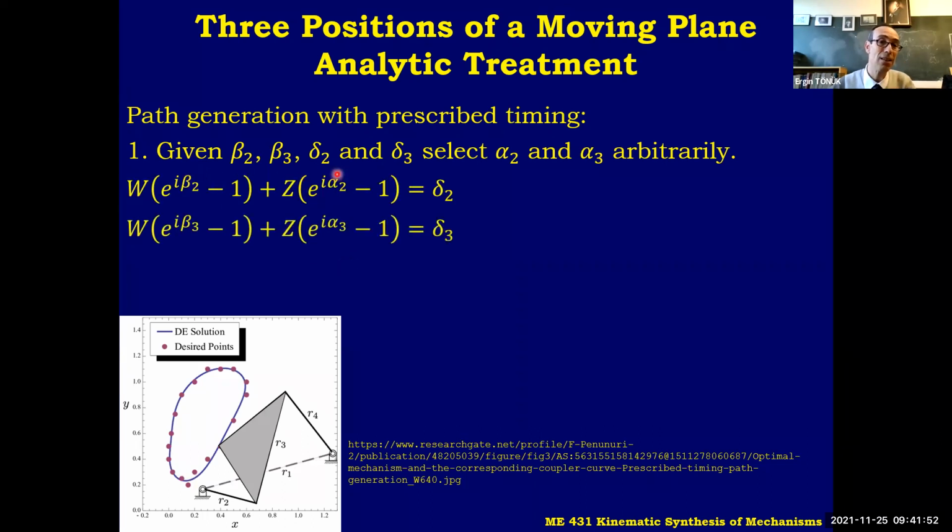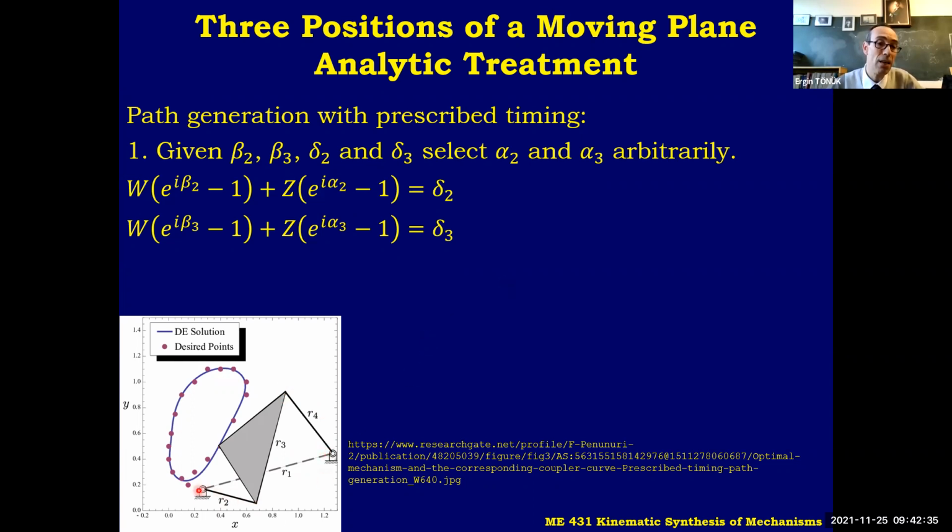Rather than alphas being known, this time betas are known or prescribed. What I'm going to do is I'm going to solve the same equations. I would need W and Z, and I can select unknown alphas arbitrarily. Each arbitrary set will give me a pair of Z and W, which corresponds to a candidate of A and A0 or B and B0.